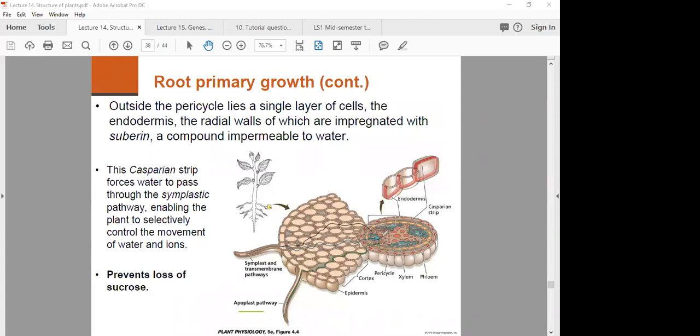sucrose. So sucrose is transported in the phloem. It prevents the loss of sucrose into the roots and out into the soil solution. Okay, so that's one way of protecting those valuable photosynthates in the phloem. Okay, there's a lot more to this story, but we will leave it there for now.